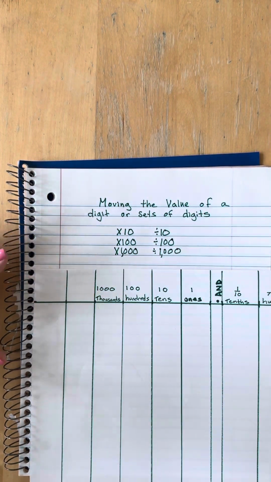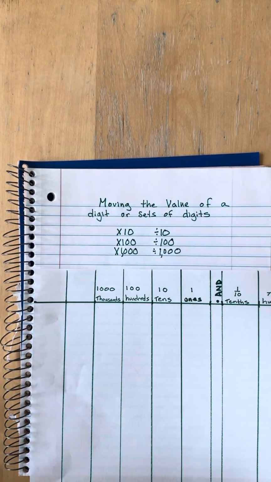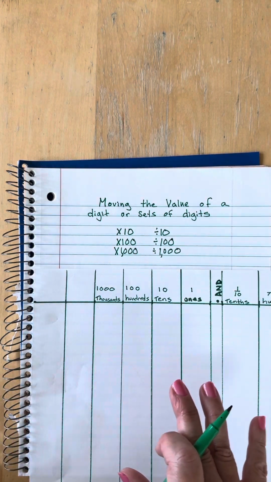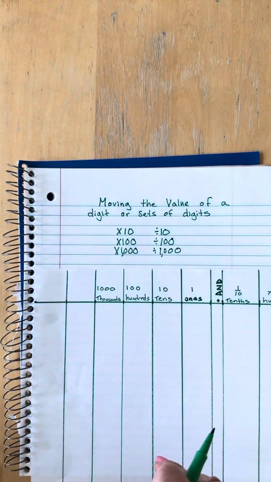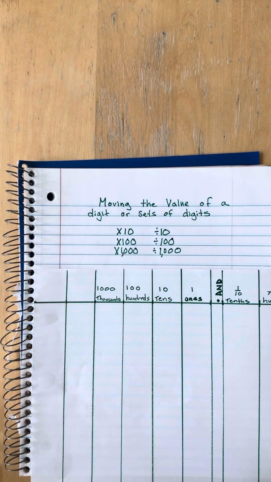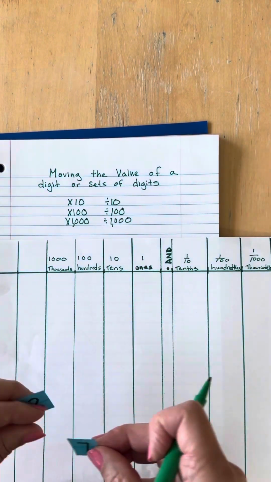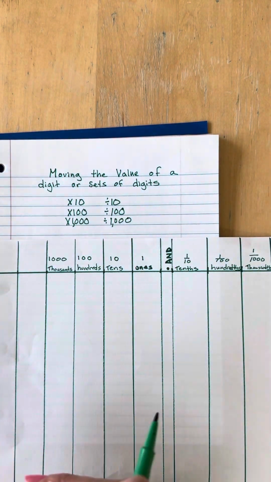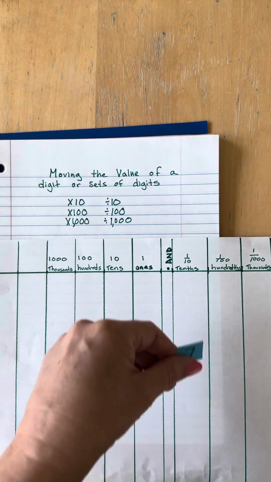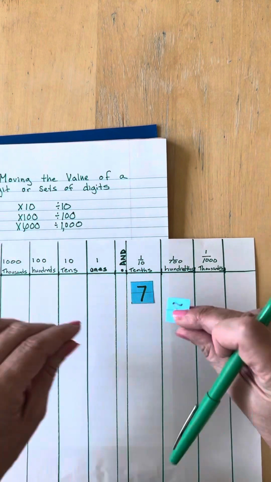To start, we're just going to do this on our chart. Then we're going to talk about a little bit of the why and take it from our chart to our pen and paper. So let's start with the number 72 thousandths. When we put 72 thousandths on the chart, we put the 7, 2.